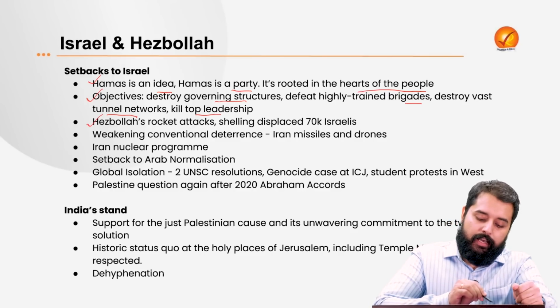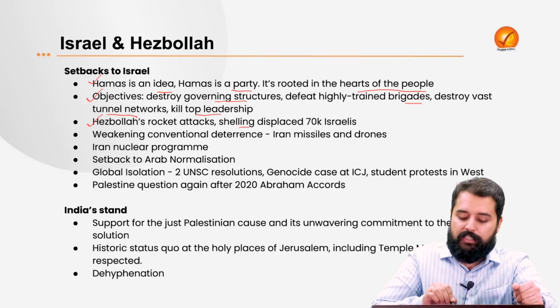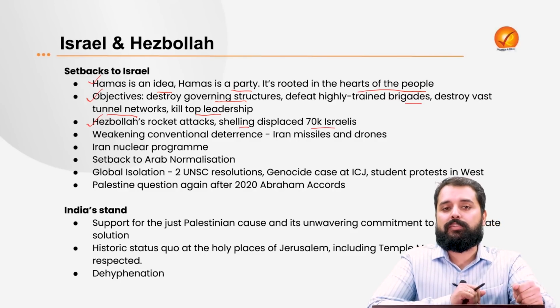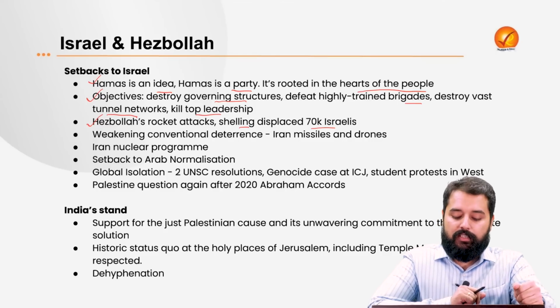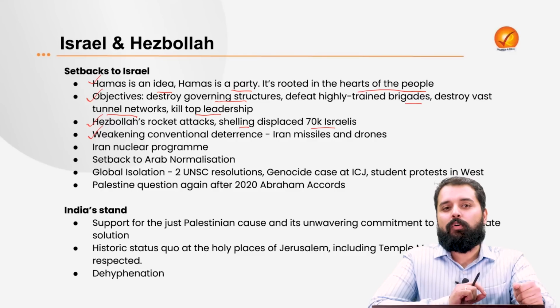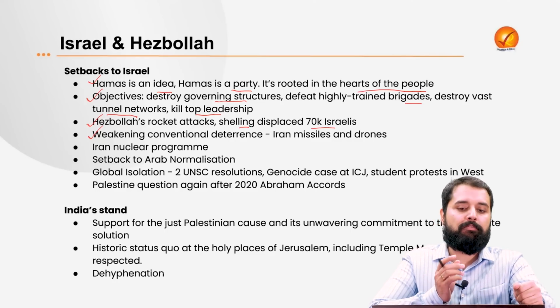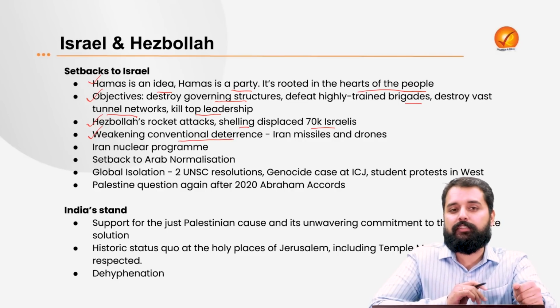Plus, Hezbollah has also started pounding Israel with rocket attacks and shelling, which has displaced more than 60,000, about 70,000 Israelis. Now, with this attack, Israel wanted to ensure that it bolsters its deterrence against the non-state actors by defeating Hamas. But what did it lead to? It led to the weakening of the conventional deterrence.